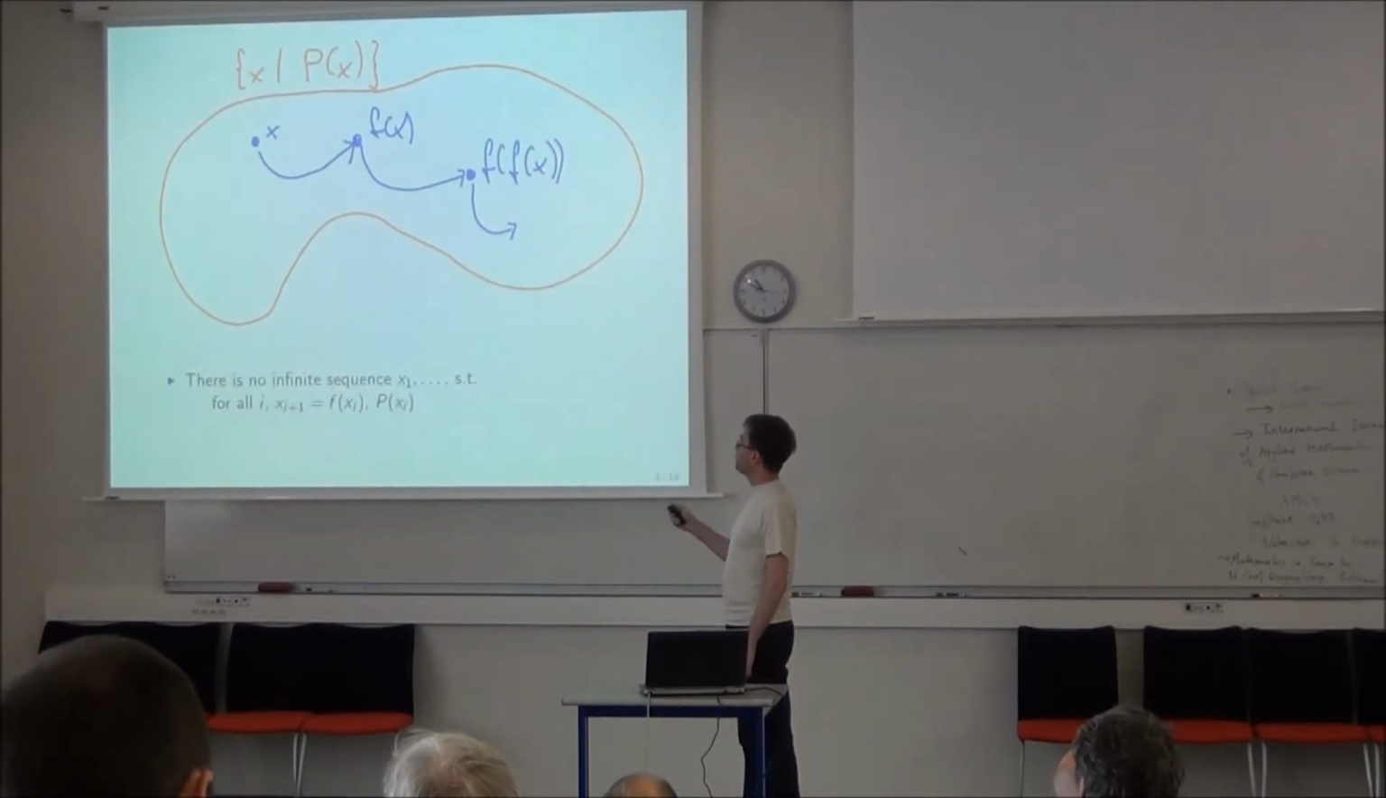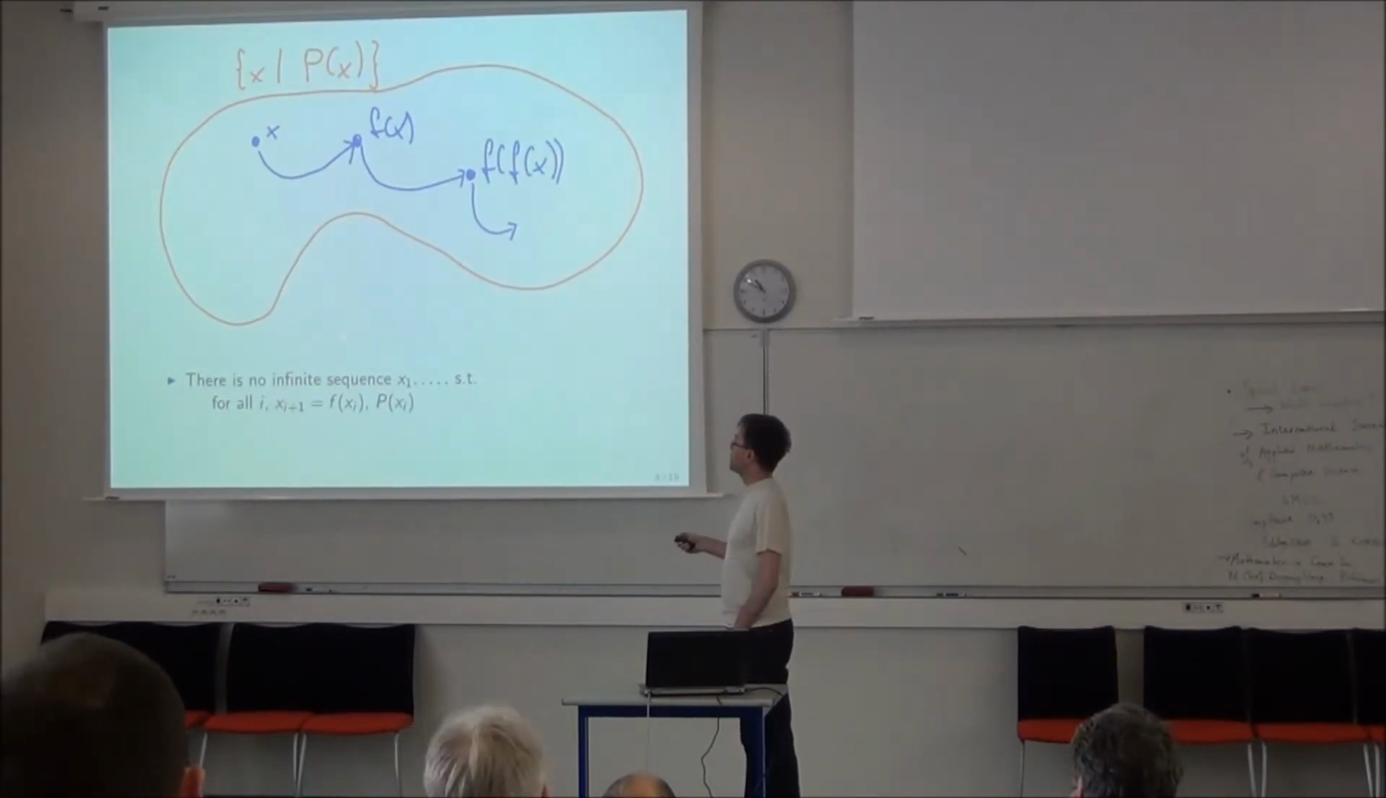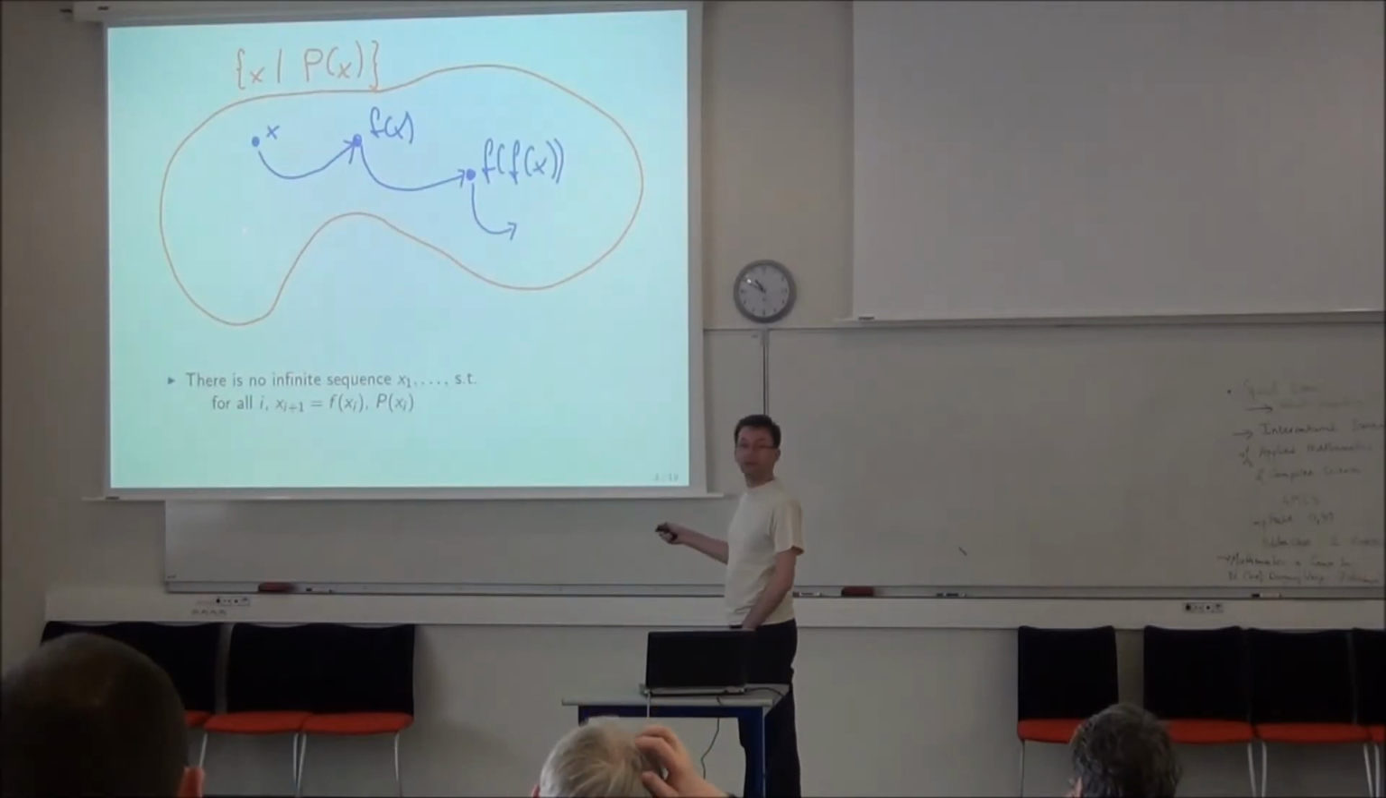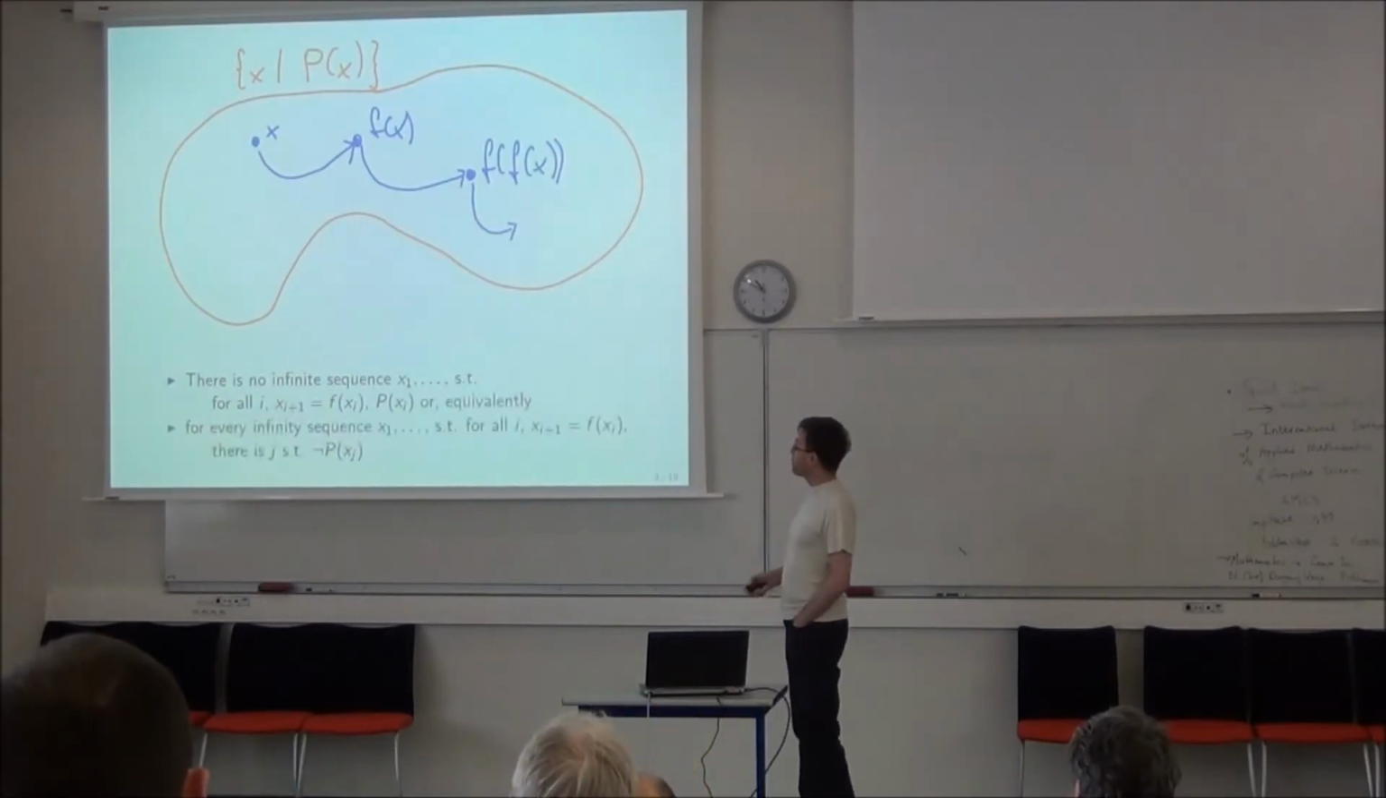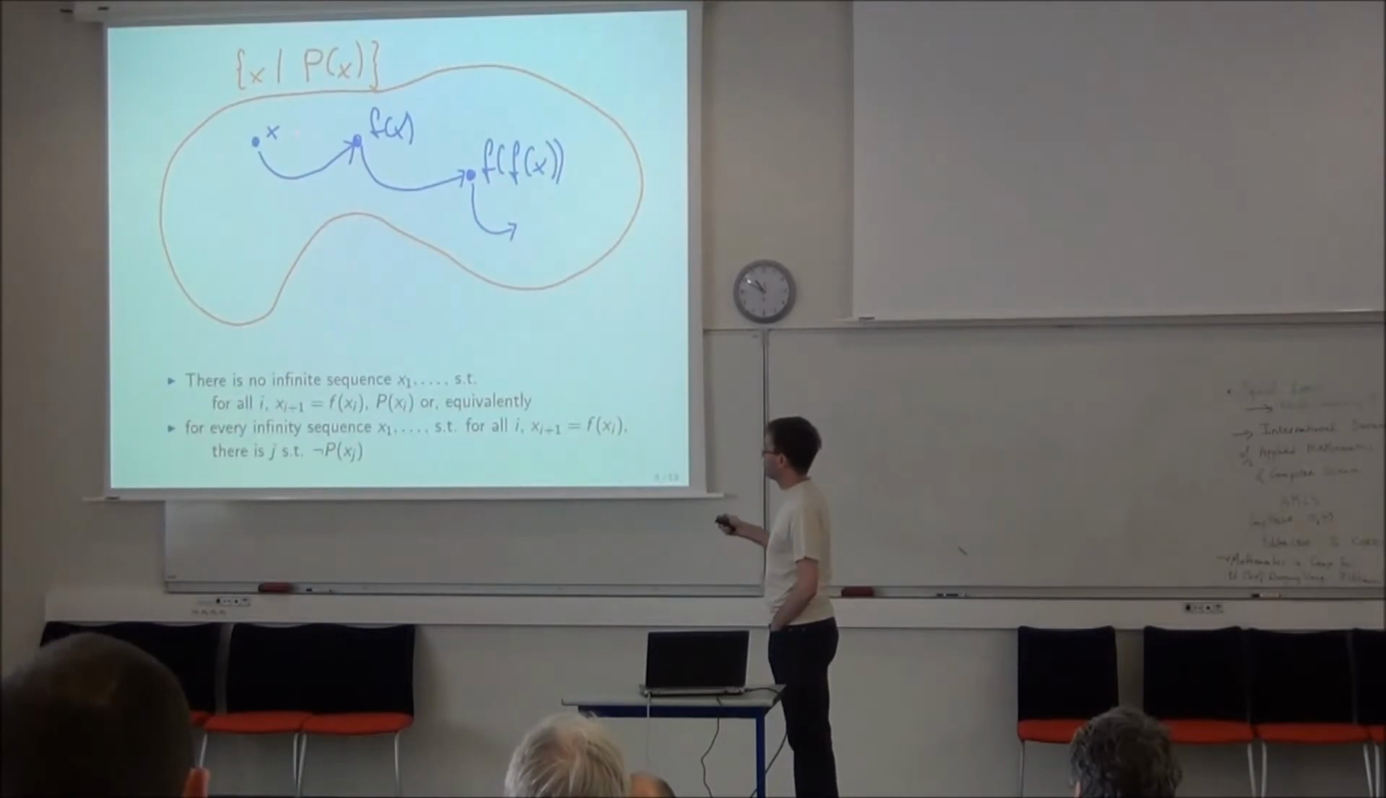What we want to prove is that wherever we start, this sequence will finish, it will terminate. After some time we will reach a value that is not in the set. Or in other words, if we had some infinite sequence of assignments, then after some time there's something outside.